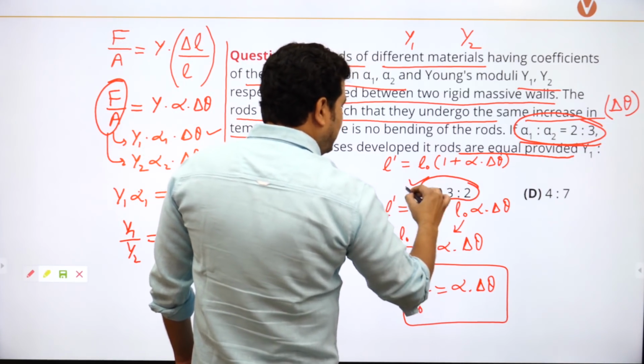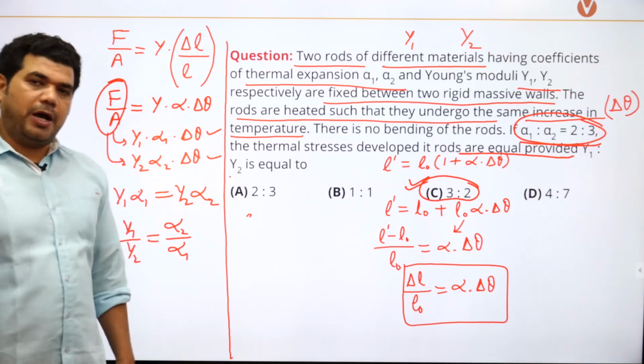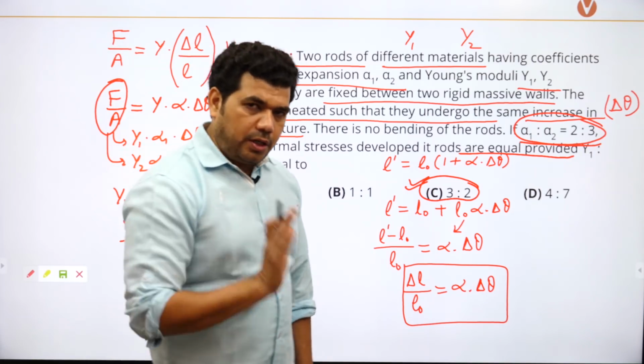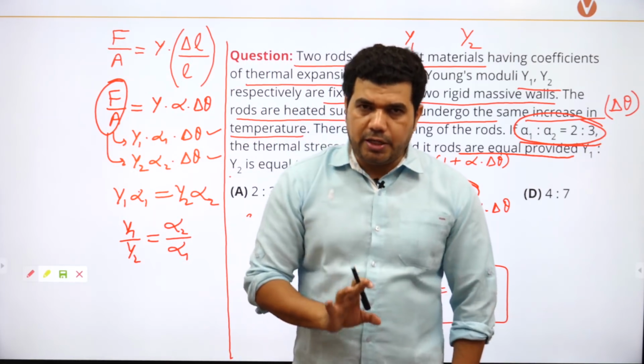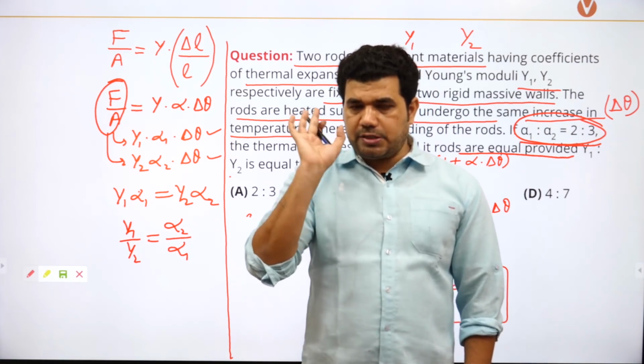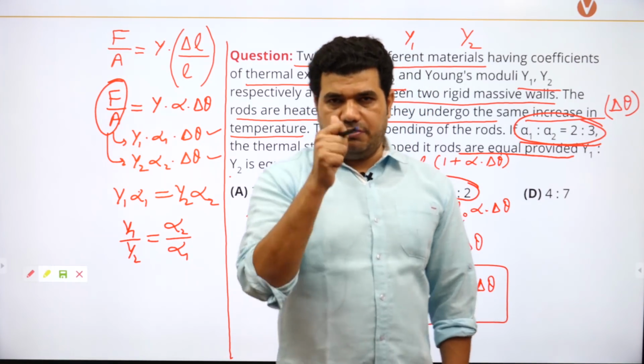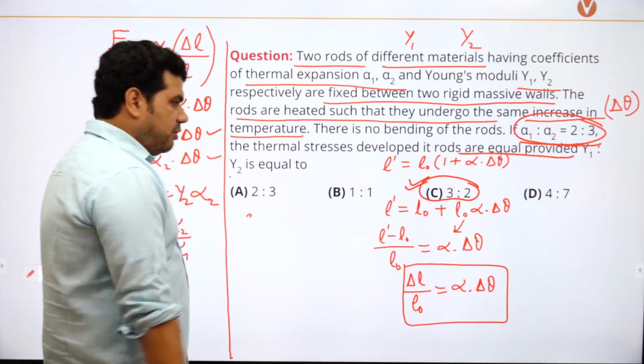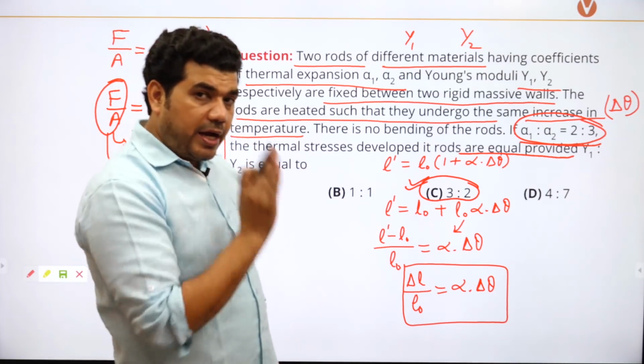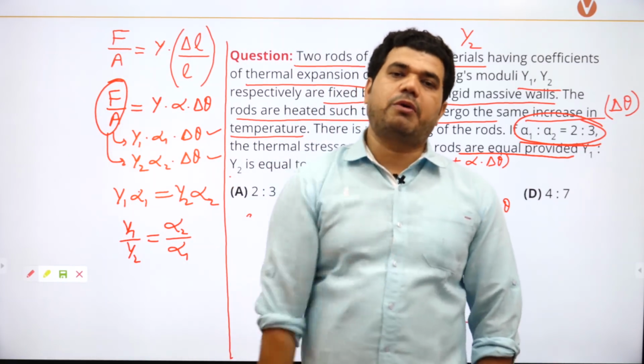So the answer is, my dear students, 3 by 2. Okay? Are you getting my point? Are you getting my explanation? Yes, very good. So the answer for this is 3 by 2. Another very easy and scoring question.